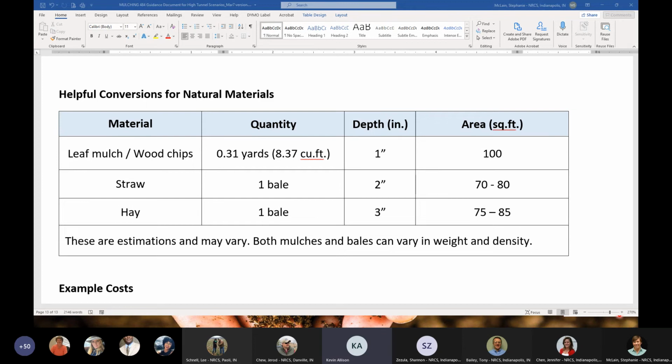And then straw, these are compressed. The 2 inches is the compressed depth, like when you press your hand down on the bed, it's more indicative of that. So for straw, one bale in general covers about 70 to 80 square feet at 2 inches. Hay bales might cover a little bit more. And of course, this is going to depend greatly on the weight of the bale.